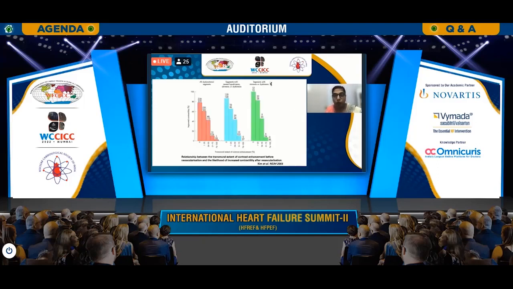This is the paper I was talking about by Kim et al., which clearly showed that if the transmural involvement by the scar in the myocardium was more than 50%, then the contractility improvement was far, far inferior to segments which had less than 50% transmurality of the infarct.